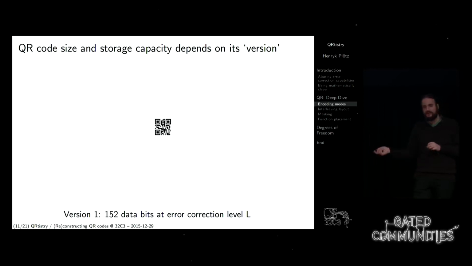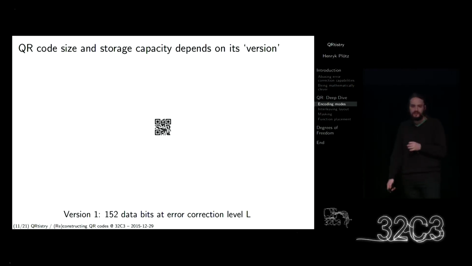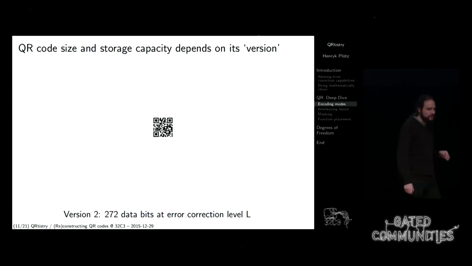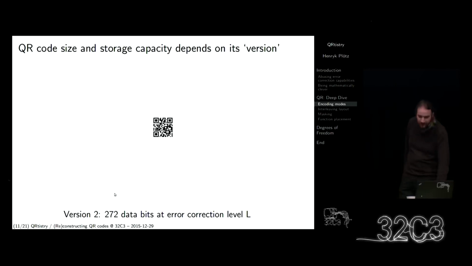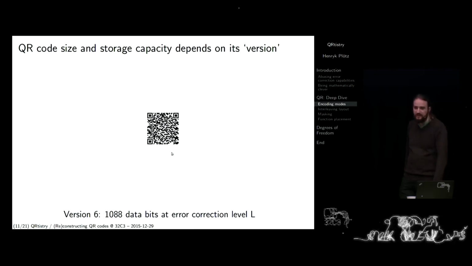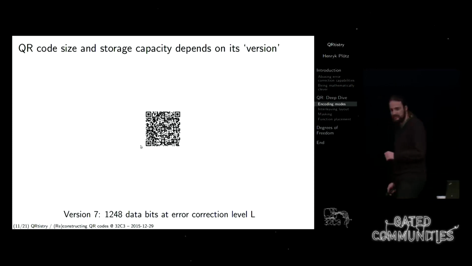So this is the version 1 code. It stores 152 data bits, and some of these may be error correction bits. This is the version 2 code. As you can see, something happens when going from version 1 to version 2. Another alignment pattern appears. So those are the finder patterns in the corners. Version 1 only has these. Version 2 has an alignment pattern. Then it just gets bigger and bigger. At some point here in version 7, additional alignment patterns appear. And another change is that you can see that now version information is added.